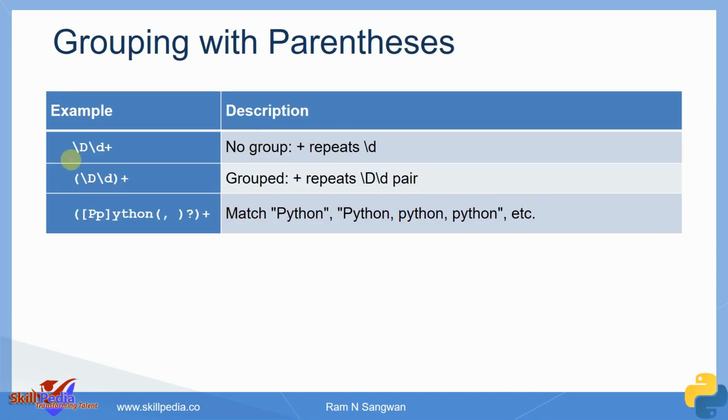Grouping with parentheses: \d+ means no groups, and this plus will repeat the digit. Now \D\d+ with the plus sign, so this is a group now: (\D\d)+. So plus will repeat the pair, that is non-digit and then digit. Then ([Pp]ython)(, )? means Python in small case or uppercase, followed within parentheses by comma space, and then I'm giving a question mark, which means Python or Python, comma space, multiple times, because what we are giving here is any number of times and question mark means repeating it. So we are repeating any number of times.